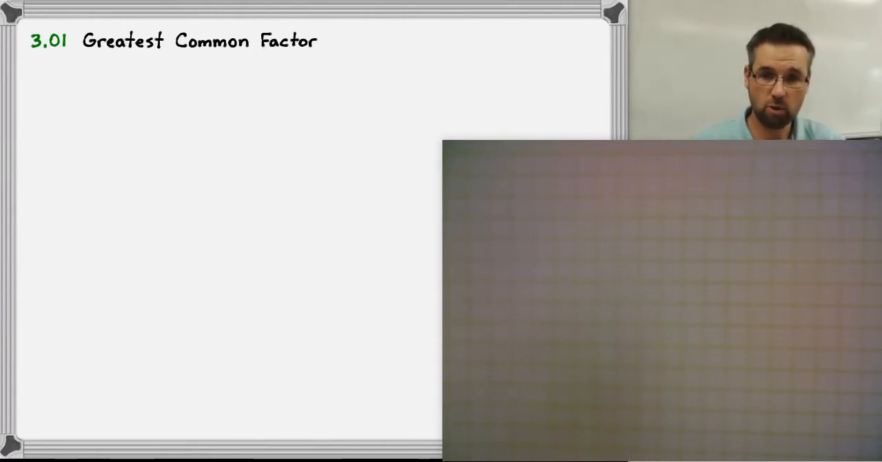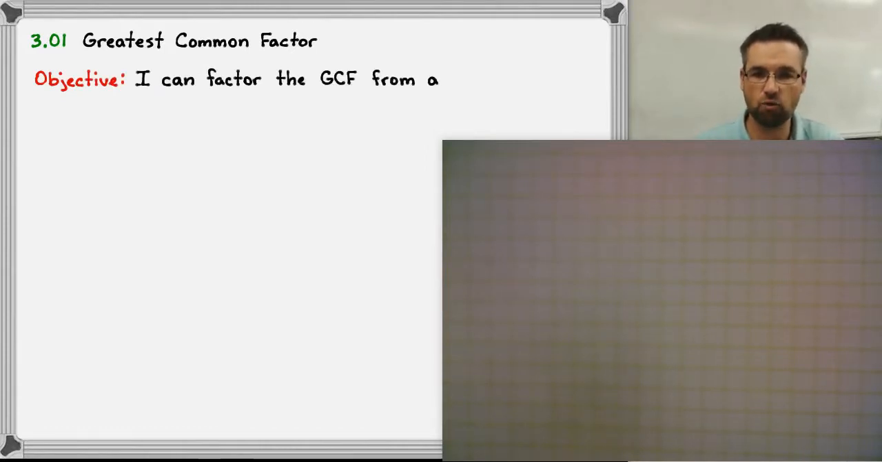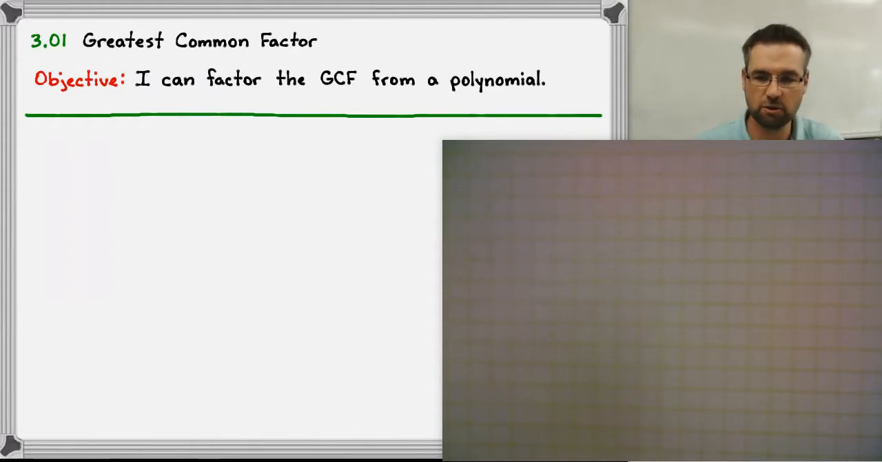They are related. The greatest common factor and factoring in Math 2 are directly related. So this is stuff that you need to know. It's not just a review. It's stuff that you will be expected to know. Okay. So with that said, our objective for today is to be able to find the greatest common factor and be able to take that greatest common factor from a polynomial expression.